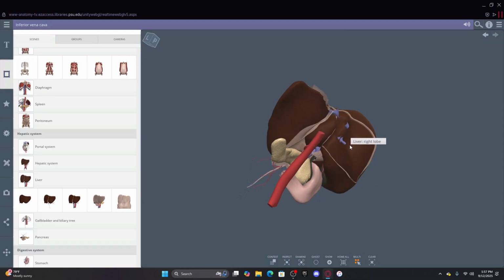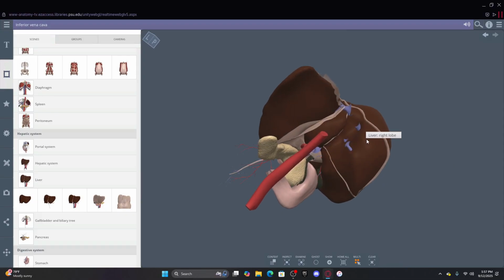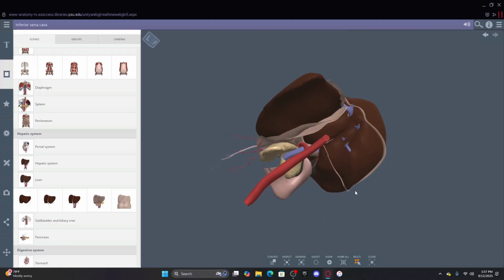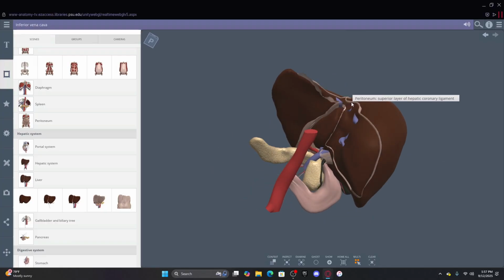Besides that, we have the bare area. The bare area would be this region right here. It's the area where there's no peritoneum on the surface of the liver. It's just bare. Okay, and that is it. For the falciform ligament and round ligament, I still wasn't able to find the structure. So for now, that is it for week 3.